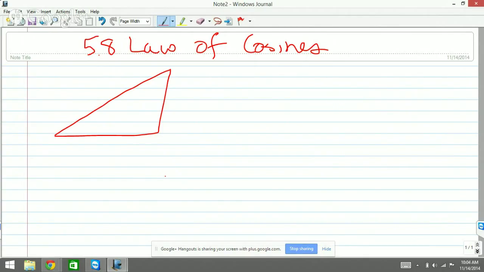Or you could put the law of sines over the law of cosines. Of course, that was a math joke if you guys don't get it. Tangent is sine over cosine. Law of tangent, law of sine, law of cosine. Okay. Will that work? No.